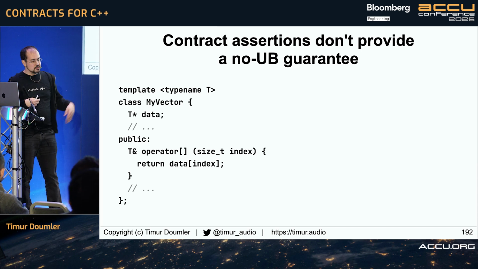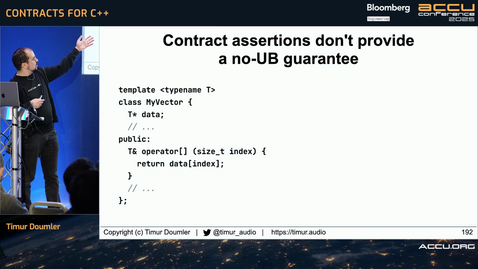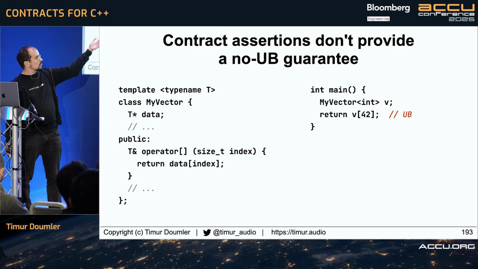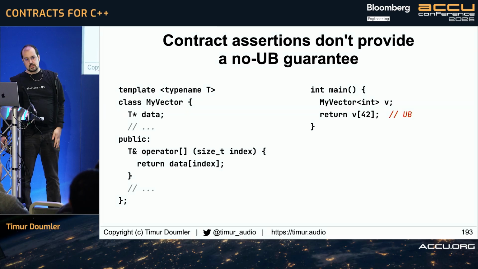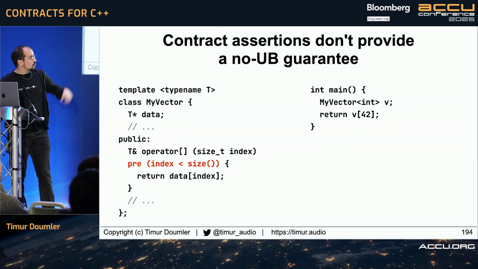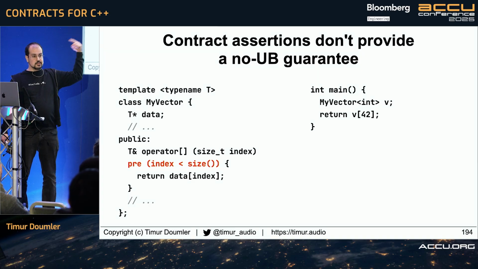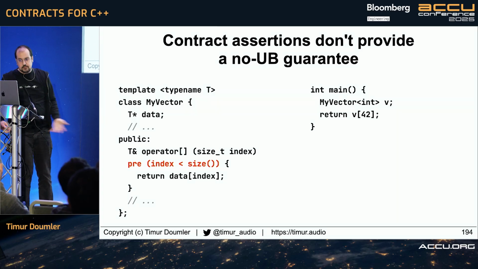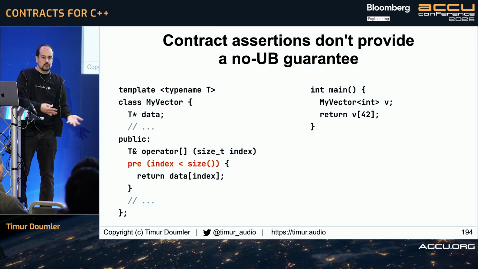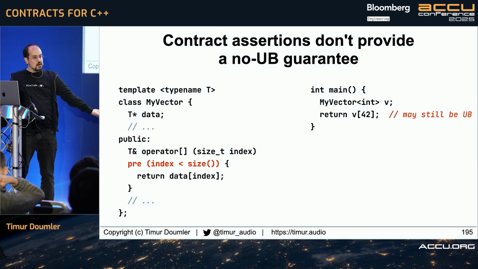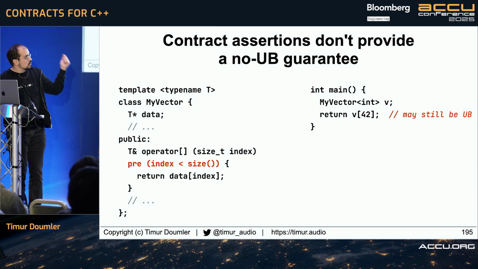So let's say you have this operator square bracket here, and it indexes into a raw array. And obviously, if you then access that out of bounds, you get UB. That's kind of where we are today. If you then stick a precondition assertion on there, that's great if you turn the checks on, right? It's going to hit that assertion. You're going to know you have a bug. But you can also ignore them. And that's kind of the whole point of the feature, right? That you can ignore them if you choose to. So this may still be UB depending on how you compile the program.